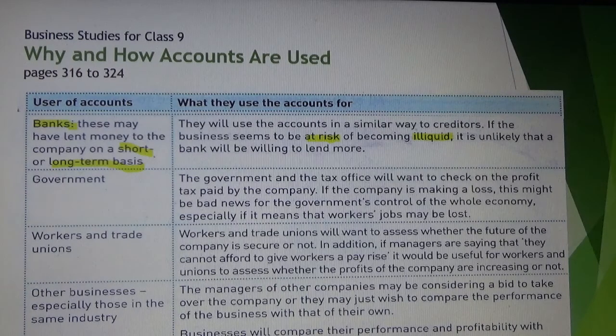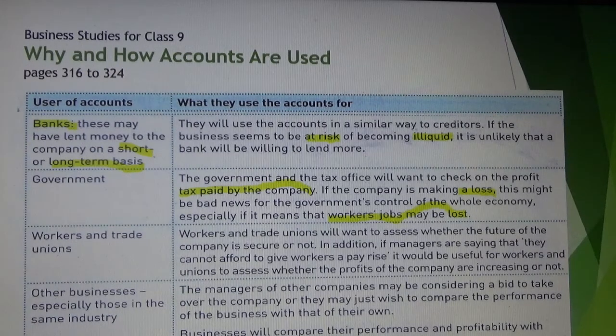Okay, the next stakeholders, the government. Why is the government interested to get into these accounts? The government, the tax office will want to check on the profit tax paid by the company. If the company is making a loss, this might be bad news for the government's control of the whole economy, especially if it means that workers' jobs may be lost.